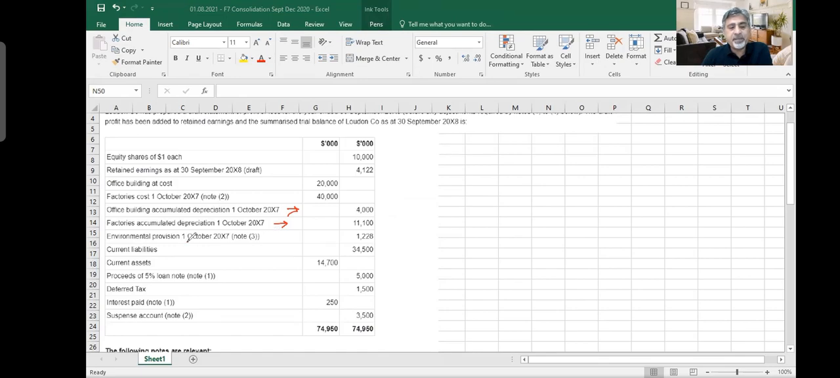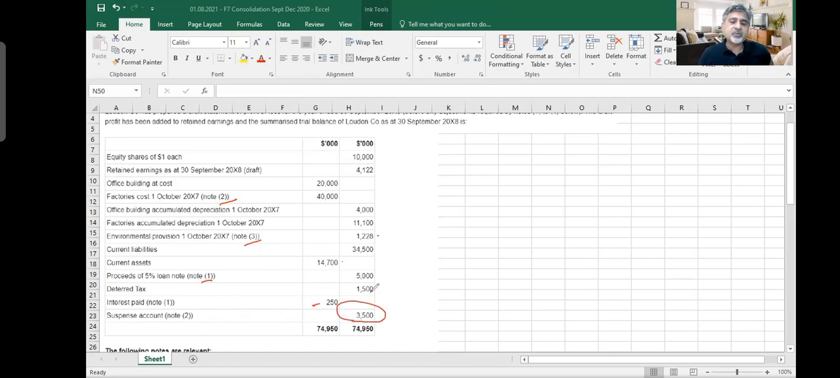Environmental provision at the beginning of the year, which is 1228. So there is some provision, but that is also called opening provision. This year, unwinding, if you remember, we do provision unwinding, IAS 37. So when you have a provision, you unwind it every year, increase it every year, and charge it to the income statement as finance cost. That has not been done. Current liabilities are 34,500. Current assets are 14,700. Proceeds of 5% loan note is 5,000. This is for note 1. This is note 3. This is note 2. Interest paid note 1 250, and suspense account note 2 3,500.